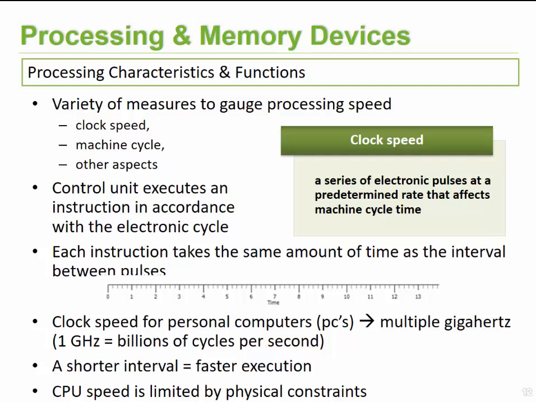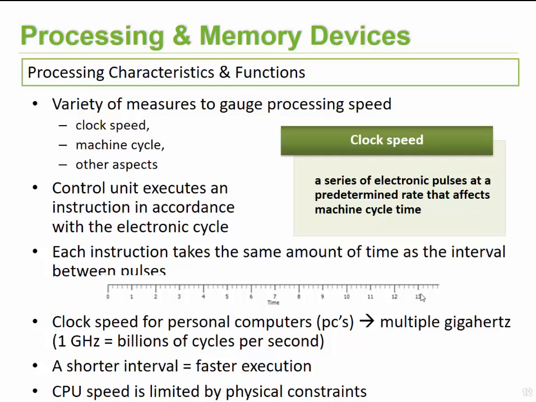Now if we go and look at the second bullet, your control unit, as we mentioned, executes an instruction in accordance with the electronic cycle or the clock speed. Each of these instructions will take the exact same time to be executed. For example, if you look at this timeline that we have here, this would indicate that every second one instruction will be executed. So if we look at this one, in 13 seconds we're actually going to have 13 instructions. Now it's not really a second, we're talking here in computing terms about milliseconds. So the faster your computer, the faster instructions can be executed.